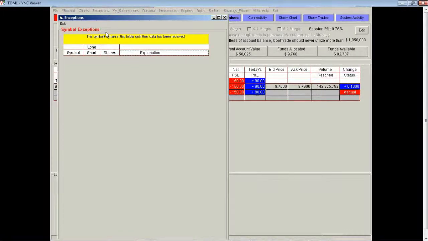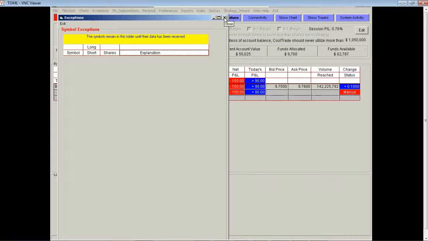If the broker ever has an issue filling an order, then what they'll do is they'll kick it back, and the auto trader will populate it into the exceptions folder. So if you'd like to pursue it, you can contact the broker, and you can talk to them about it. If you're trying to short a stock, there may not be any shares available. That's an example of when it would enter into an exception.